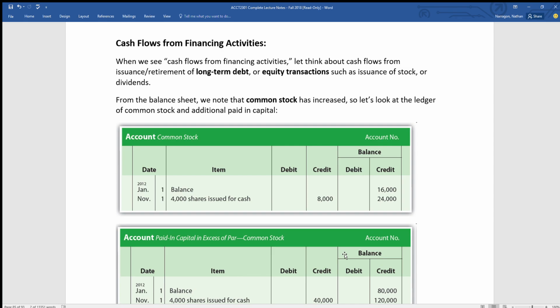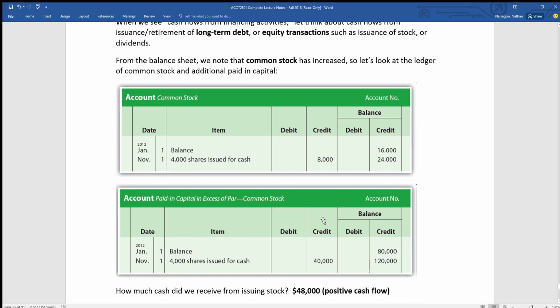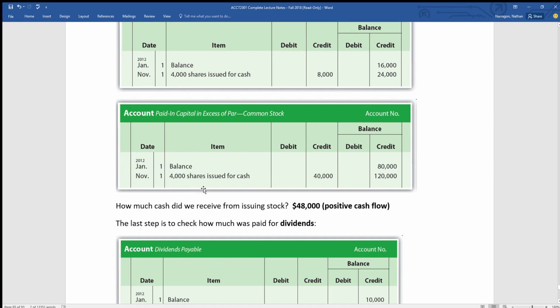So, think about this, of any issuing or retirement, basically buying back long-term debt, or equity transactions, such as issuing stock or dividends. Again, this is a balance sheet item, and we're going to note common stock for this time has increased with additional paid-in capital. So we issued 4,000 shares for cash. We have 8 grand. We also basically have paid-in capital of 40,000 in cash for that issue of 44,000 shares.